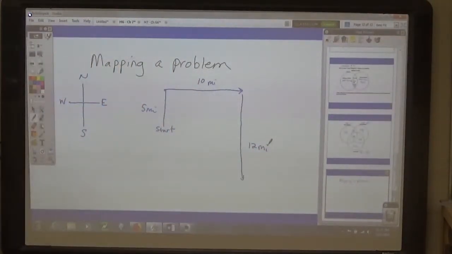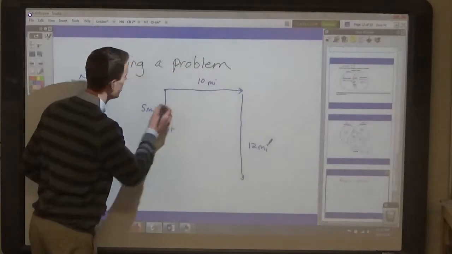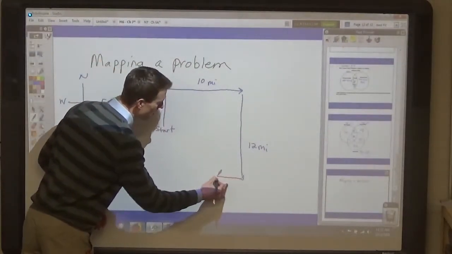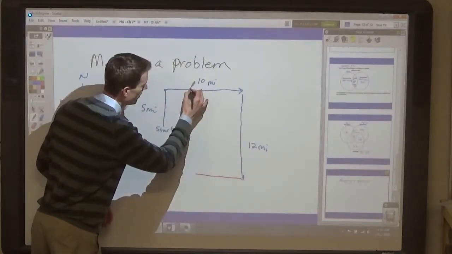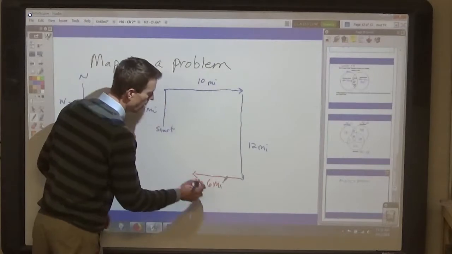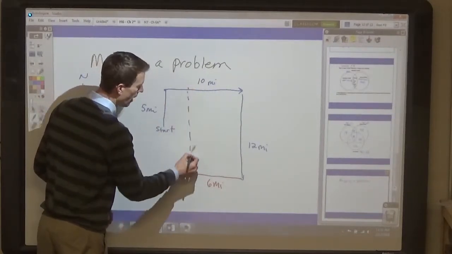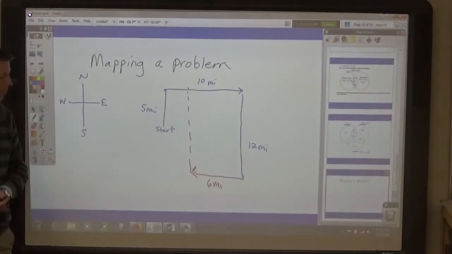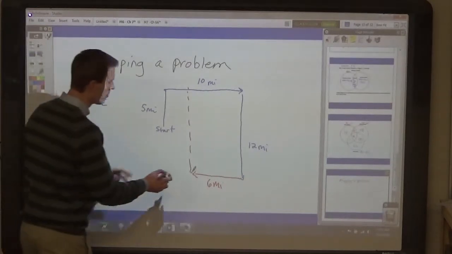And then it says 6 miles west. So since this is 10, we know that only part of that way is 6. So let's say that we go 6 miles this way. That means that we are a little over halfway from where we were before. And then finally, 7 miles north.